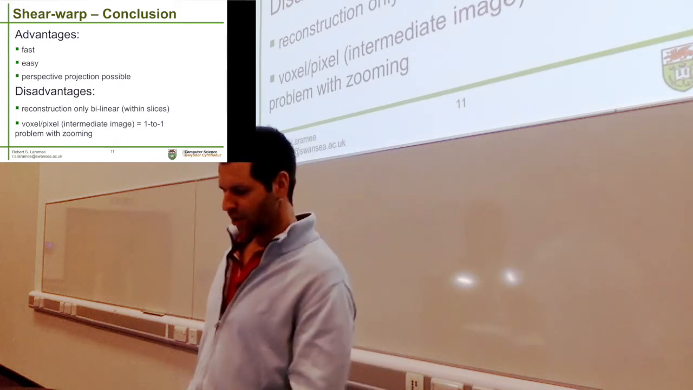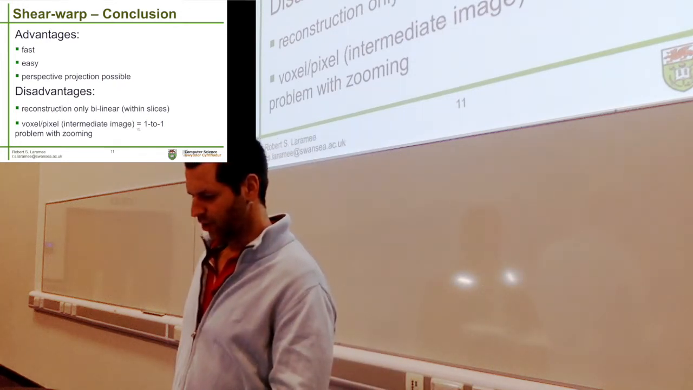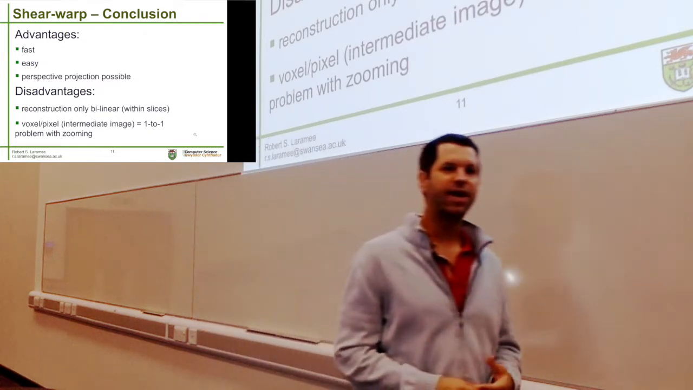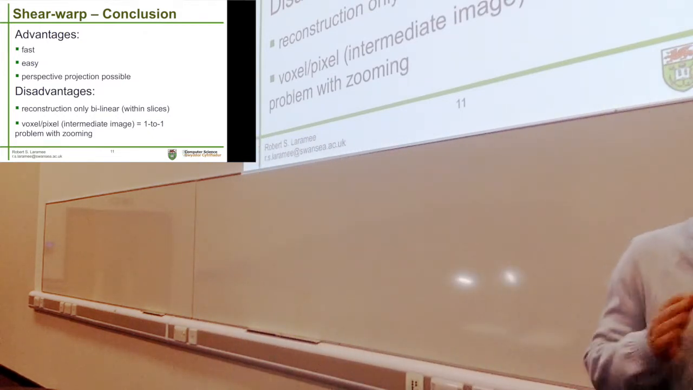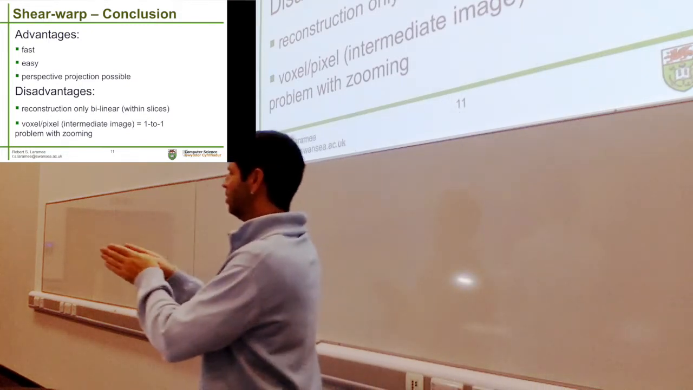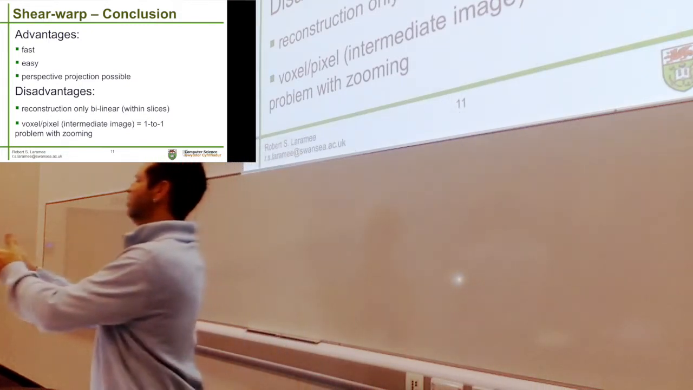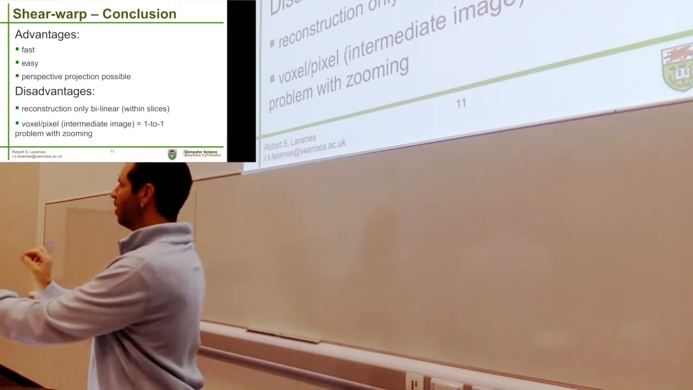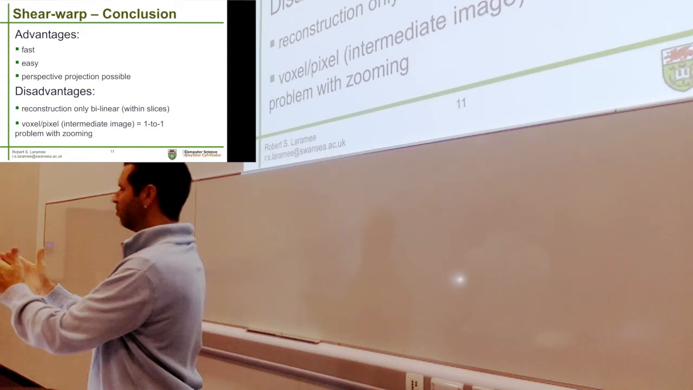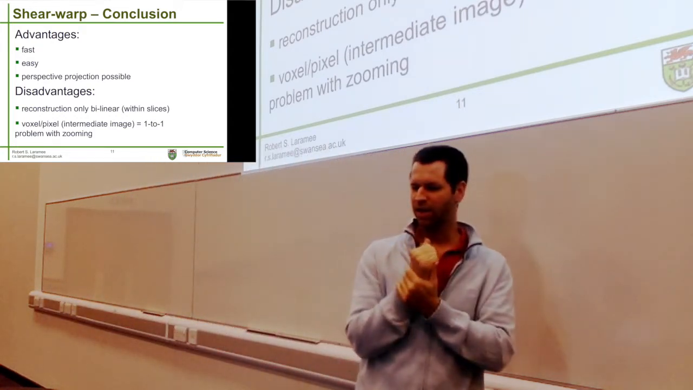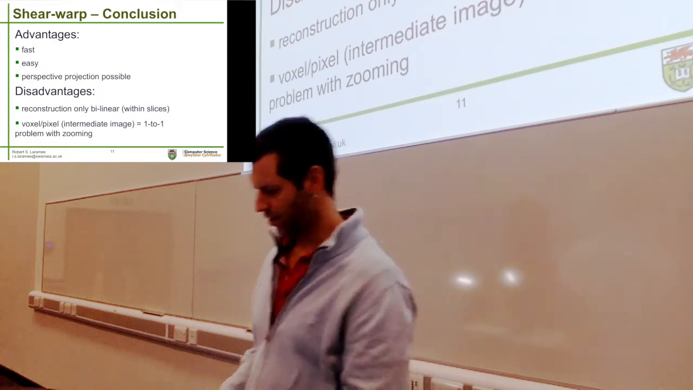And this voxel to pixel ratio is 1:1, which can lead to aliasing artifacts if you zoom in. If you zoom into an object and you insist that this ratio is 1:1, then the voxels are going to spread out, your samples are going to spread out, and therefore you can run into aliasing artifacts.